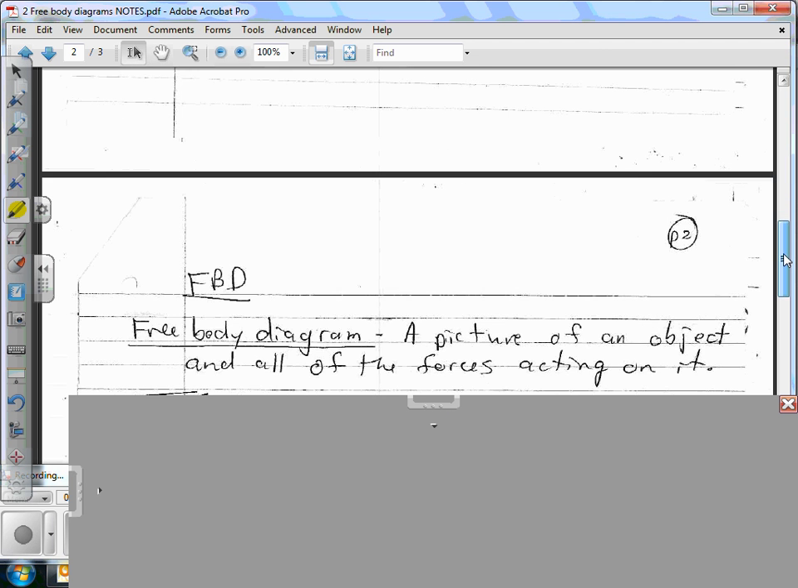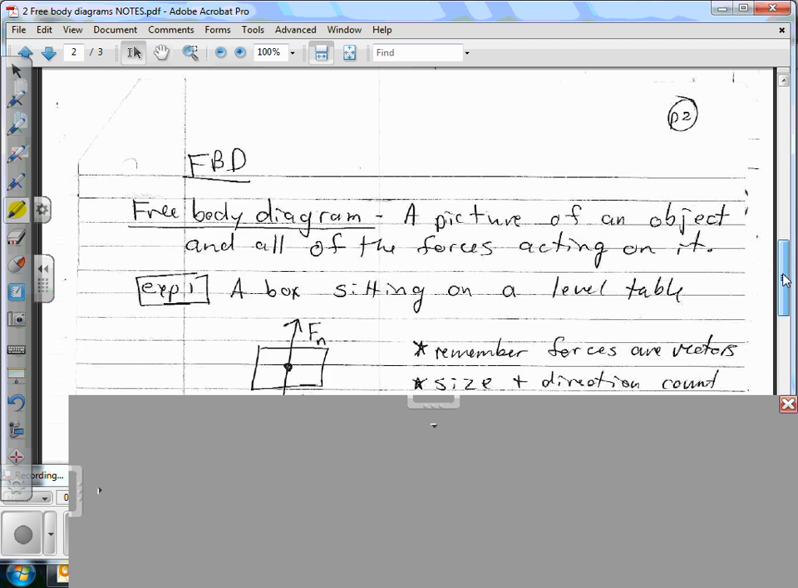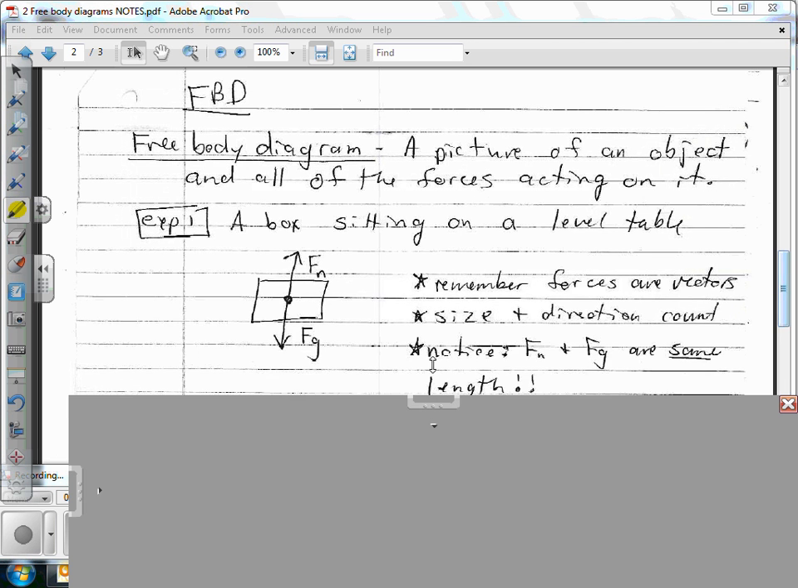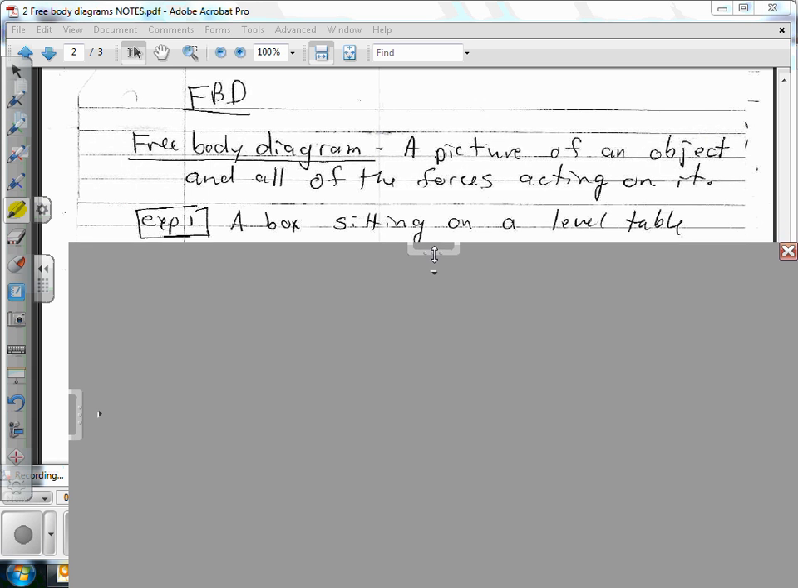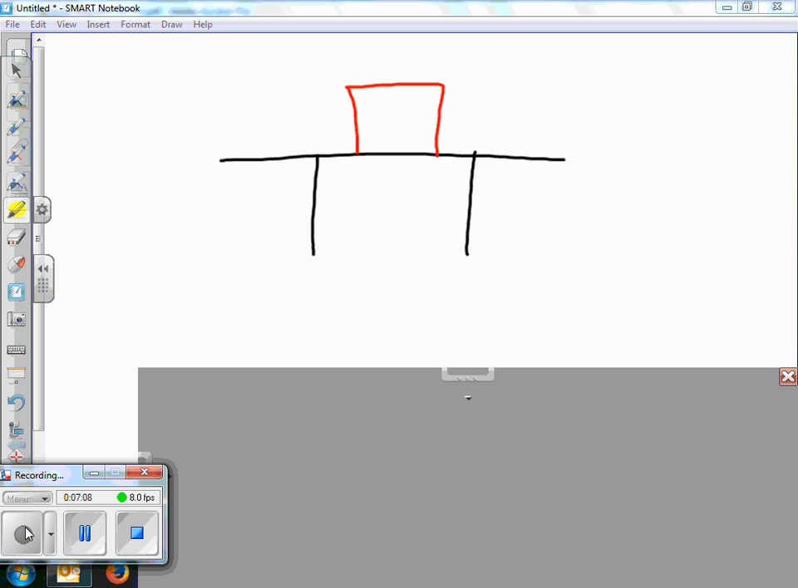So, free body diagram. Okay, so here's a free body diagram. A picture of an object and all of the forces acting on it. Okay, so here's our first example. A box sitting on a level table. Okay, we have a box sitting on a level table.